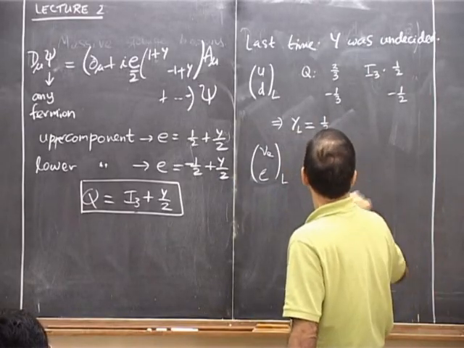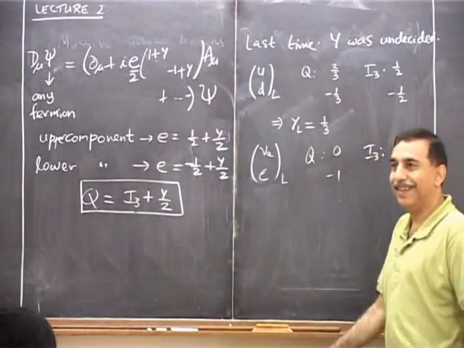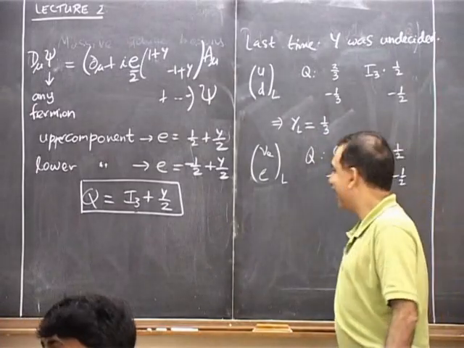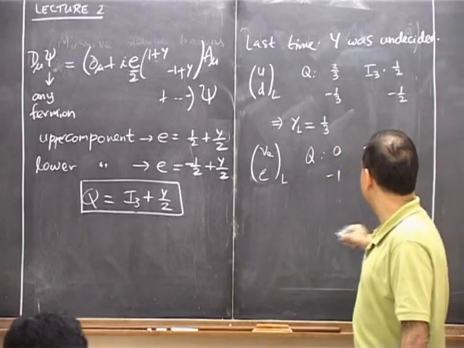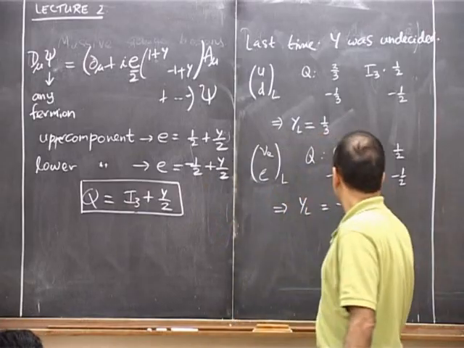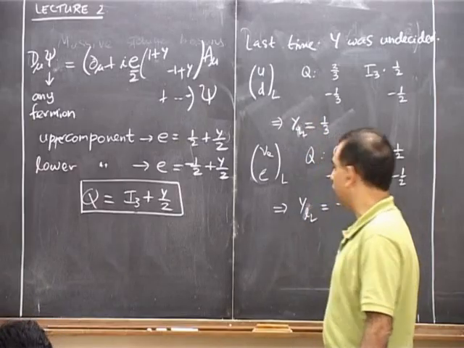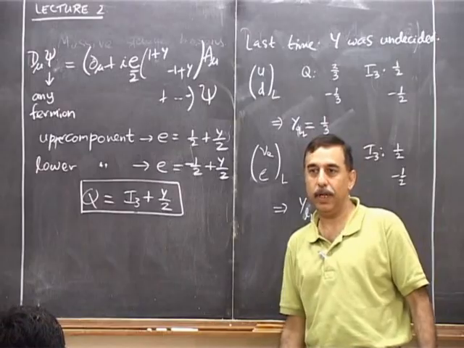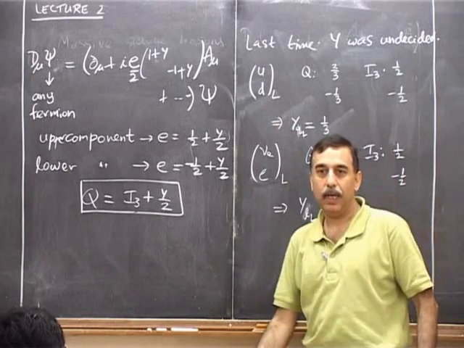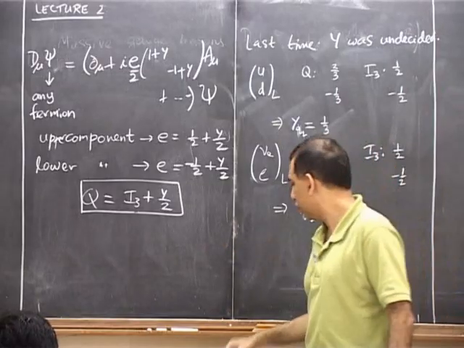The electric charges are 0 and -1, and the I3 is a half and minus a half, and from this it should follow that Y of LL is equal to -1. My notation was this is Y of QL and this is Y of LL, the quark and lepton left-handed doublets. For the antiparticles, which will be right-handed antiquarks and right-handed antineutrino and anti-electron, the Y assignments will just be opposite.